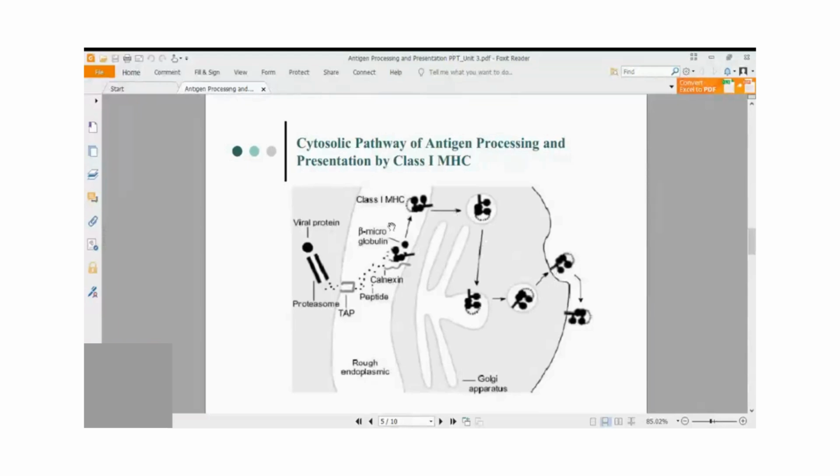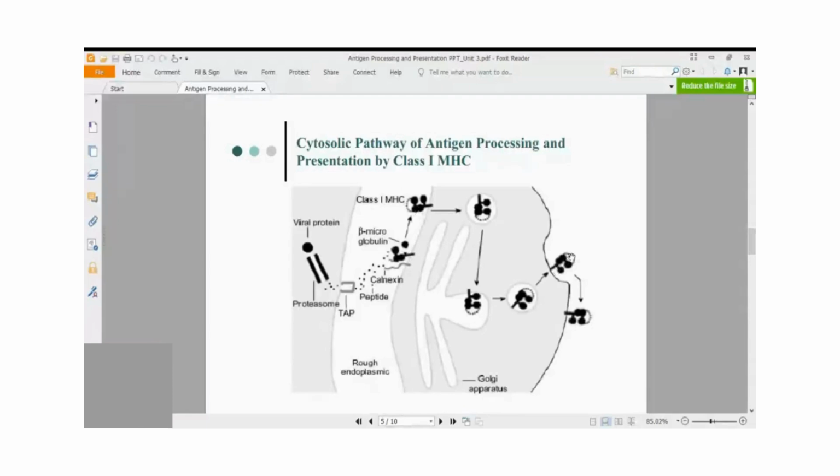is blocked by some viruses. There are viruses like HIV, herpes virus, and there are several other RNA viruses which can block this process of presentation of antigen on class 1 MHC on the surface of that particular cell. Then that cell will not be recognized for the foreign antigen.